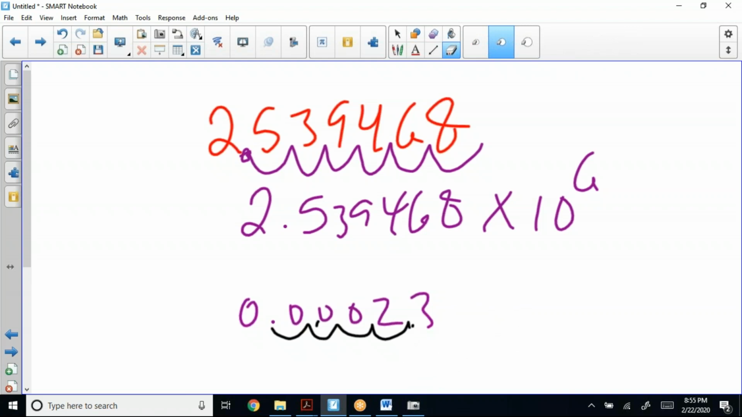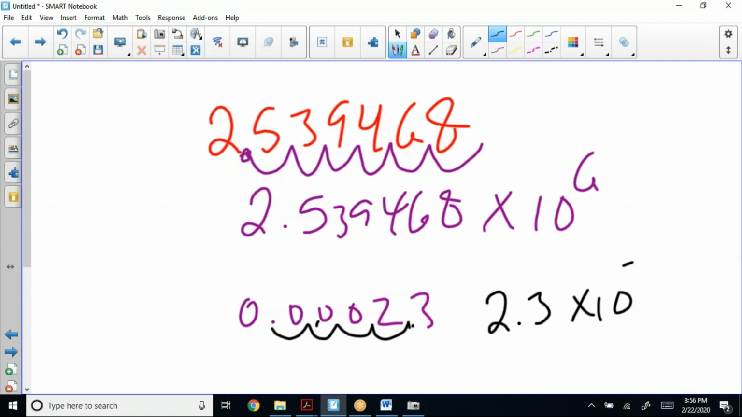Yep, right there. Because we're looking at 2.3, the number in front of the decimal needs to be a number between 1 and 9 times 4, and it's negative because it's a decimal, right? So just make sure you're able to write them in and out, and then multiply them or divide them. So just make sure you can do that.